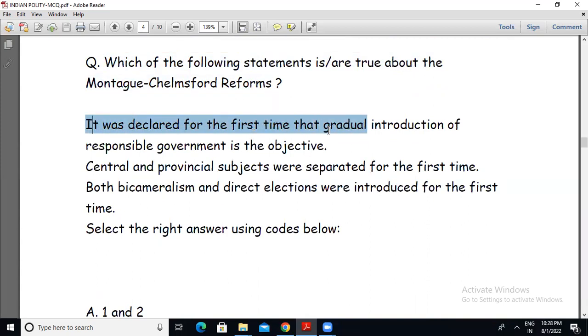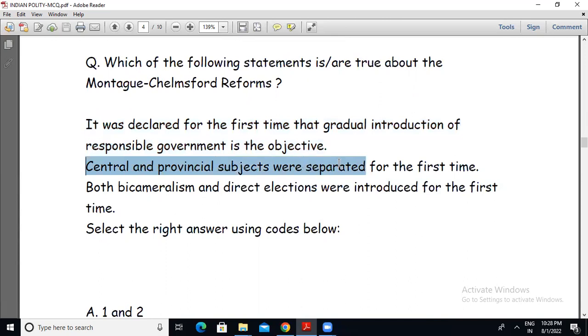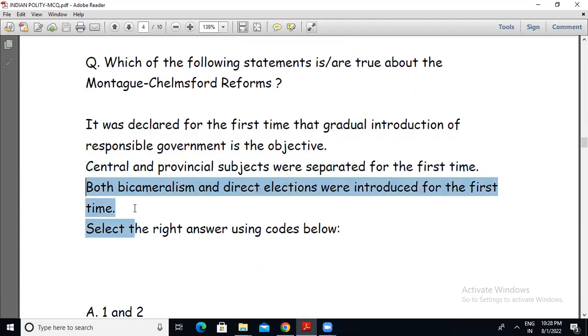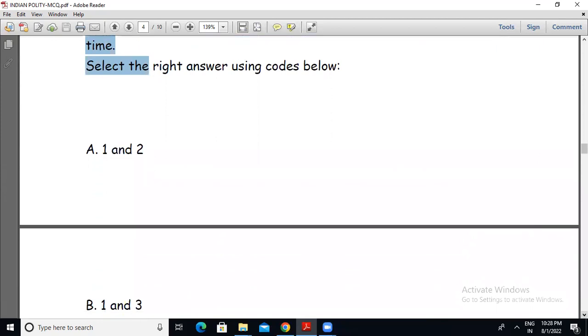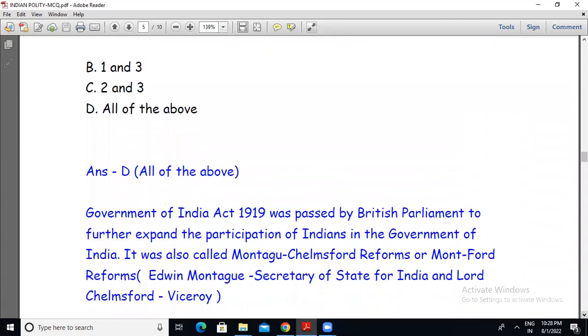It was declared for the first time that the gradual introduction of responsible government is the objective. Central and provincial subjects were separated for the first time. Both bicameralism and direct elections were introduced for the first time. So which statements are correct? The answer will be all of the above.